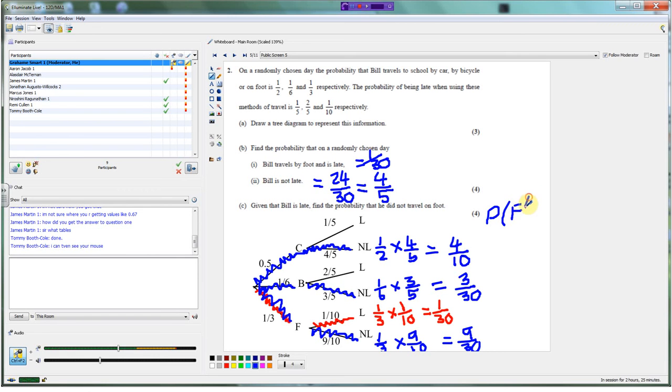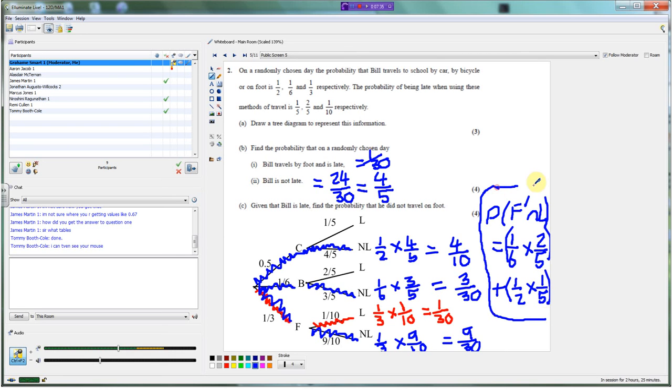So F dash intersection late, and that will be given by 1/6 times 2/5 plus, and we'll talk about where this has come from in a second, plus a half times a fifth. We'll just get down to the nitty gritty in a second, but we're going to need that.